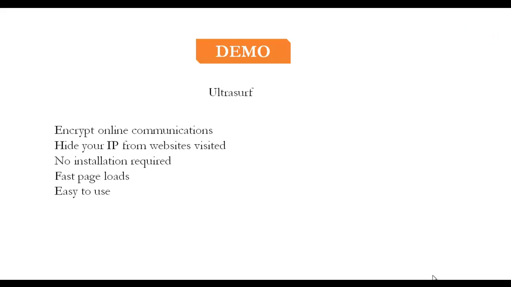The next one is UltraSurf. This is a software based proxy. We can simply download the software and we can simply run it to bypass the administrator's restrictions. The advantages as per their website are: encrypt online communications. We can encrypt our communications just by using this UltraSurf. We can hide our IP address from websites we visit. No installation is required. We can simply download it and simply run it, and page loading will be very fast, and this is easy to use.